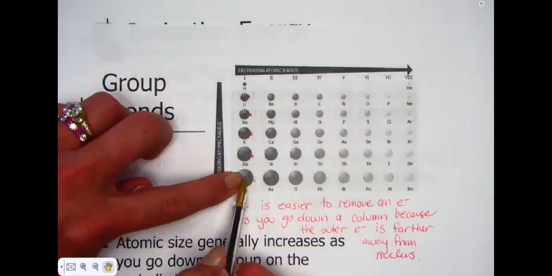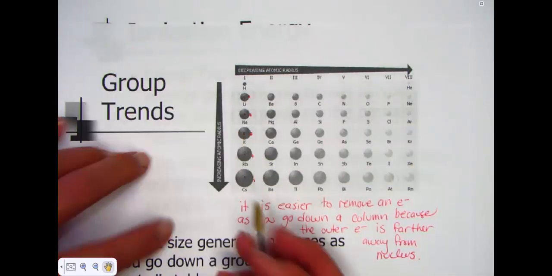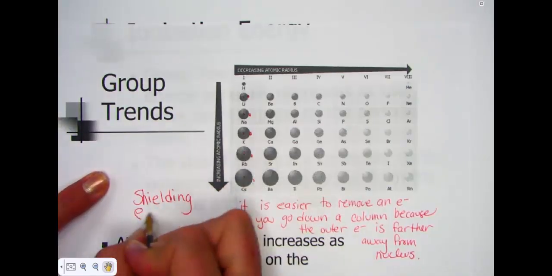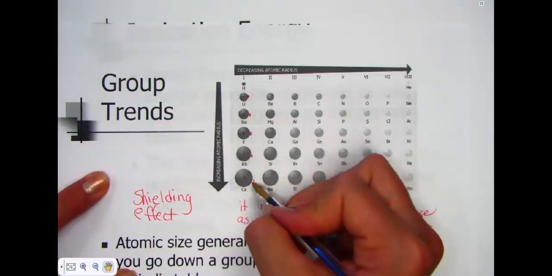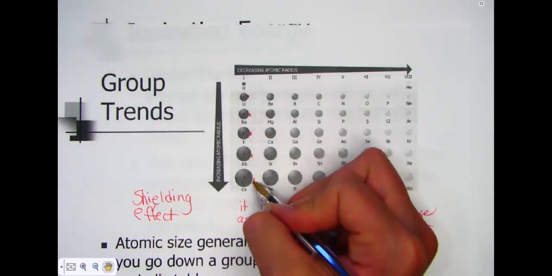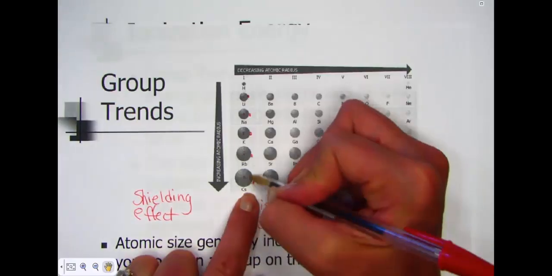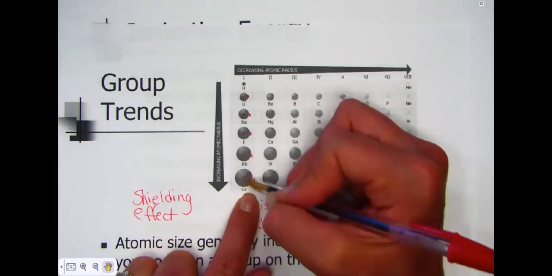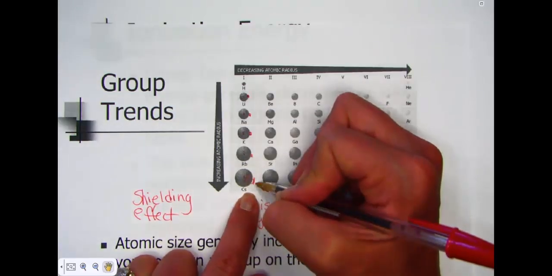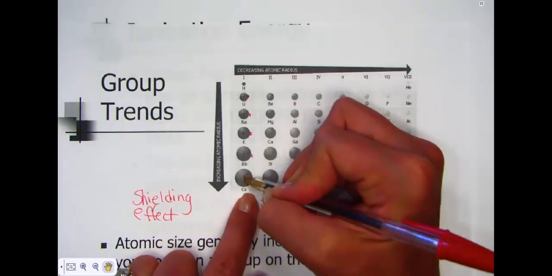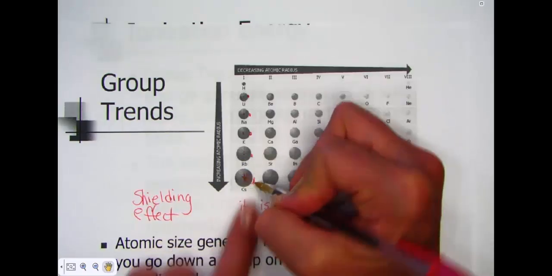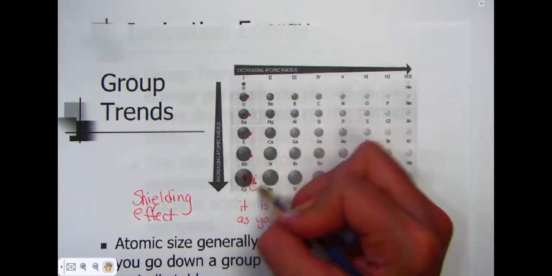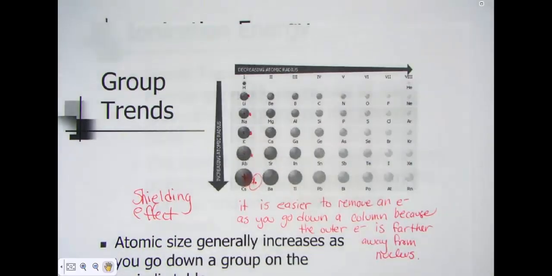The nucleus loses control of that outer electron. This is a term we'll call the shielding effect. This outer electron of cesium is so far away from the nucleus, it is being shielded by all those inner energy levels. Every time we add an energy level, we're shielding the outer orbitals from the nucleus. And if that nucleus is positive, this outer electron being negative, if I take away its ability to attract, it's easier to remove that electron. The shielding effect.